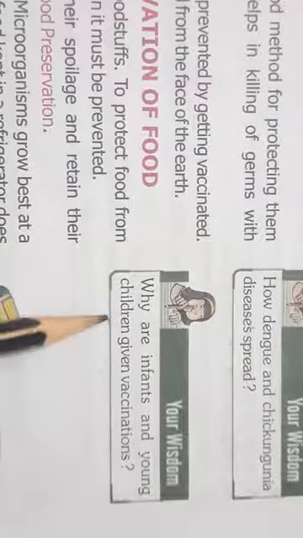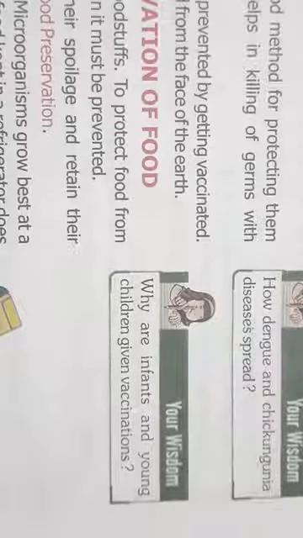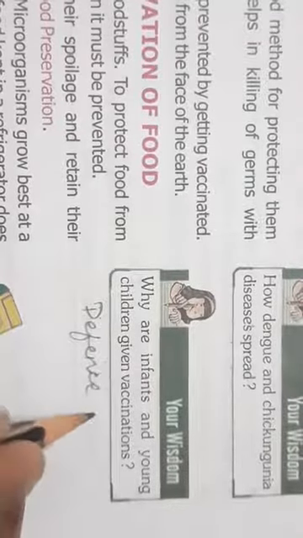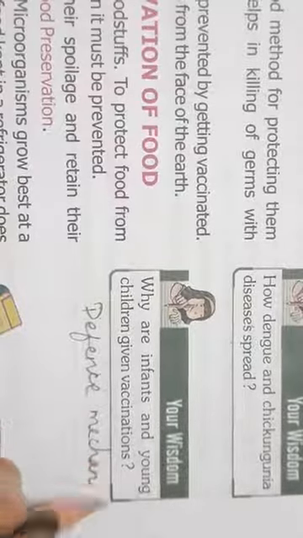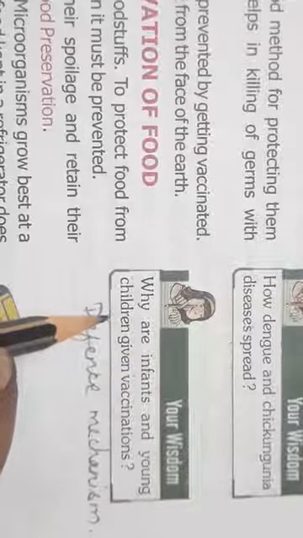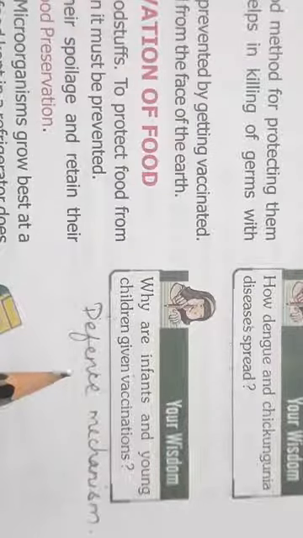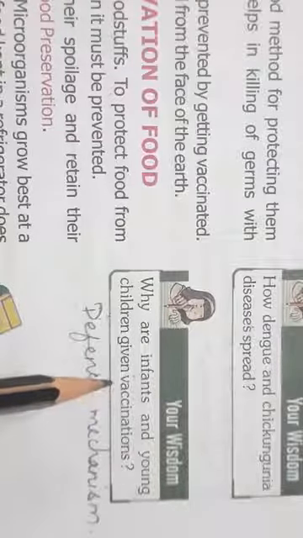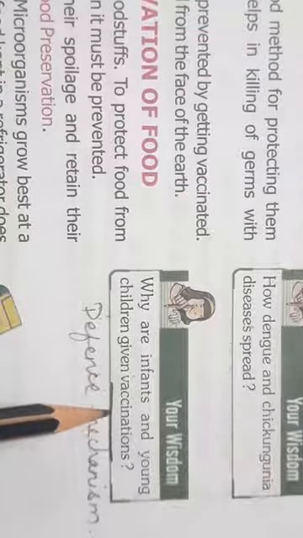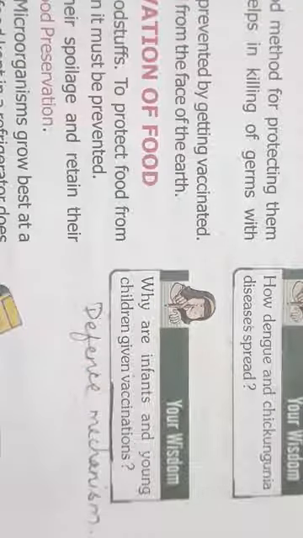The reason is that in children or infants, the immunity system, as I just told you, we have a defense mechanism in our body, or you can say an immunity system. Infants and children do not have a strong immunity system, or the defense mechanism is not so strong. So that is why we give them vaccination. When you give vaccinations, our body starts producing antibodies. So that is why infants and young children are given vaccination.